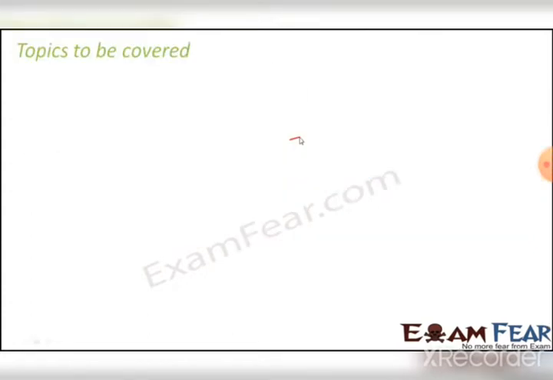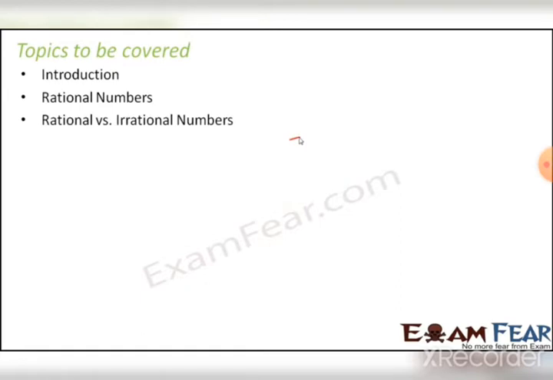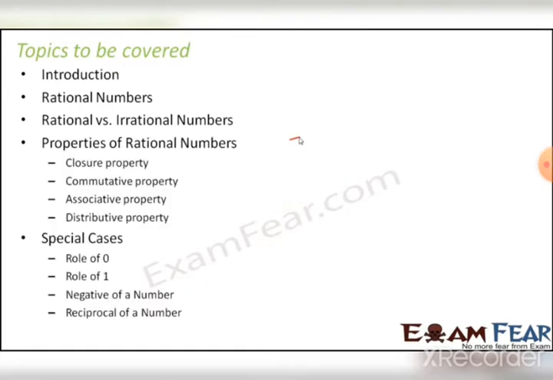Topics to be covered in this lesson are introduction, rational numbers, rational versus irrational numbers, properties of rational numbers wherein we'll talk about closure property, commutative property, associative property, distributive property, special cases when we'll talk about the rule of 0, rule of 1, negative of a number and reciprocal of the number.